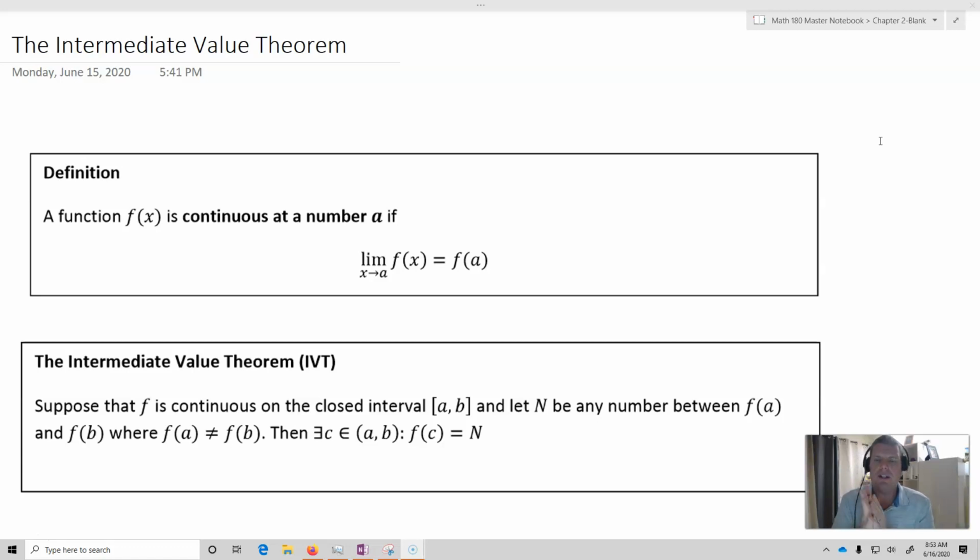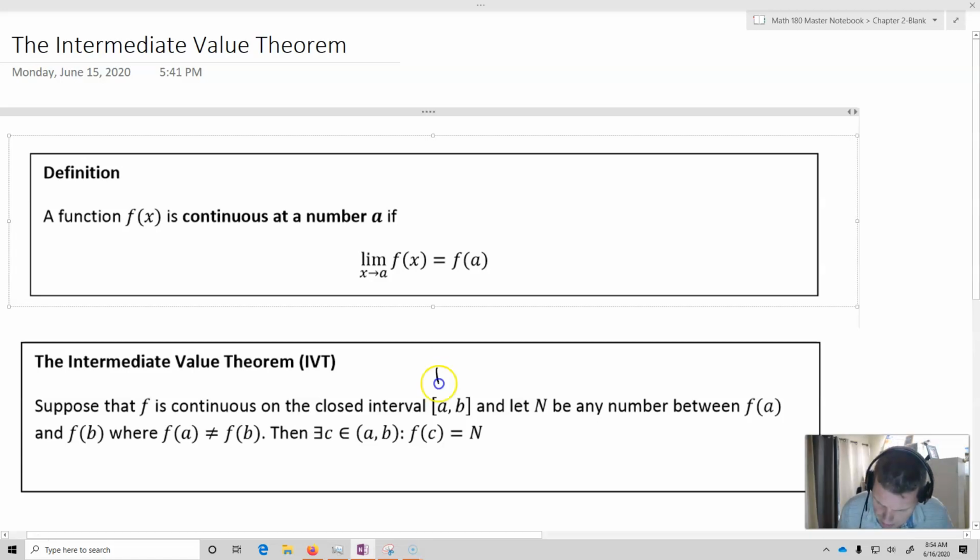So first, just remember that a function f of x is continuous at a number a if the limit as x approaches a of f of x equals f of a. Now the intermediate value theorem is going to tell us that suppose that f is continuous on a closed interval. Closed interval meaning it includes a and b.